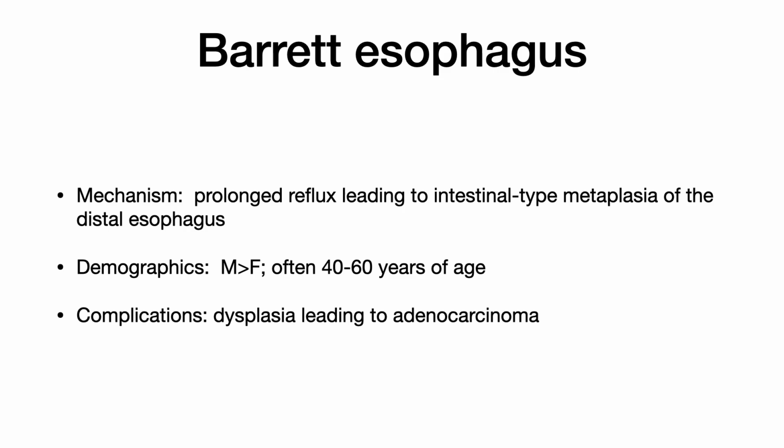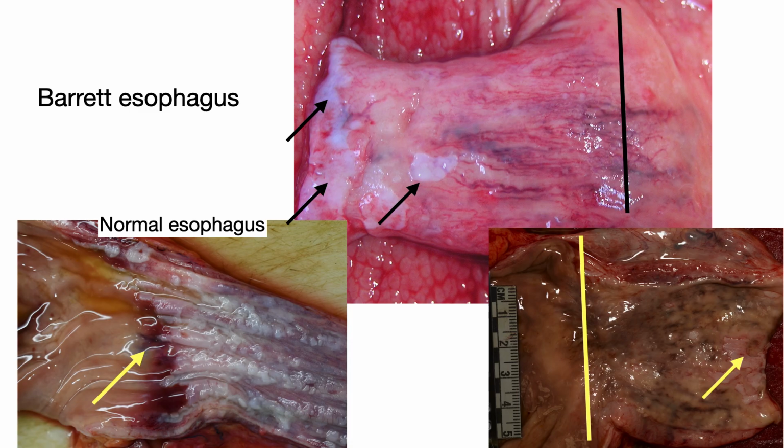So reflux, it says more commonly greater than 40 years of age. Here, greater than 40 years of age. And then males greater than females. And then, like I said, that metaplasia leads to dysplasia. Dysplasia leads to adenocarcinoma. So this is an example of Barrett's esophagus.